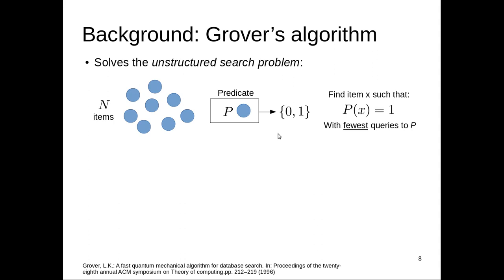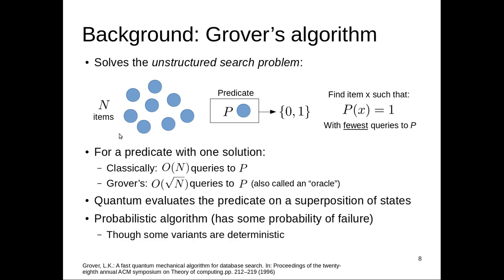And so we can imagine, classically, in the worst case, we'll actually have to test all of these items before we find the one that evaluates to 1, because they're unstructured. So for a predicate with one solution, classically we need on the order of n queries to the predicate. However, with Grover's algorithm, the idea is we only need square root n queries to the predicate, also called an oracle in the quantum case, to solve the unstructured search problem. And so we have a quadratic speedup in the number of queries to the predicate.